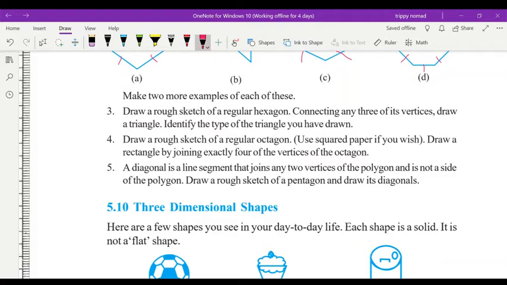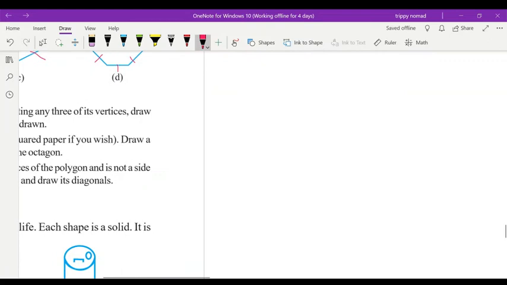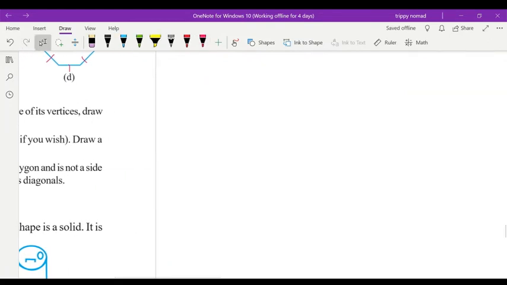Now question number three. Draw a rough sketch of a regular hexagon. Connecting any three of its vertices, draw a triangle. Identify the type of triangle you have drawn. Now children, what they asked is, here I am going to draw a rough sketch of a regular hexagon. Regular means all the sides are of equal measure.